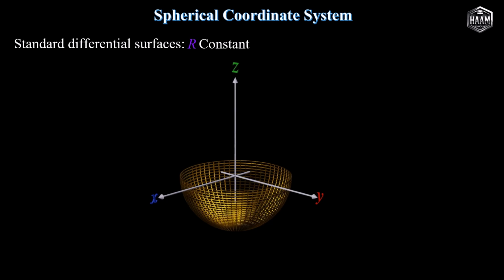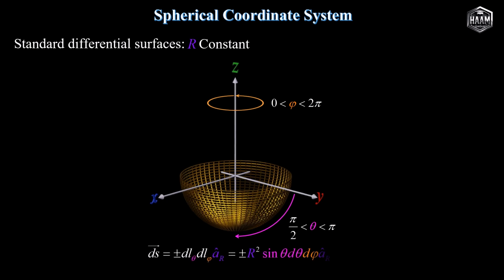Here our theta ranges between 90 degrees and 180 degrees, or half pi to pi, while phi ranges over its full range from 0 to 2 times pi, producing the lower hemisphere. Its ds is still the same constant capital R surface element.